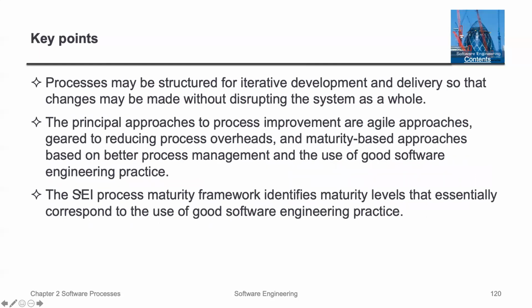For our last chart on key points, processes may be structured for iterative development and delivery so that changes may be made without disrupting the system as a whole. The principal approaches to process improvement are agile approaches, geared to reducing process overhead, and maturity-based approaches, based on better process management and the use of good software engineering practice. The SEI process maturity framework identifies maturity levels that essentially correspond to the use of good software engineering practices.